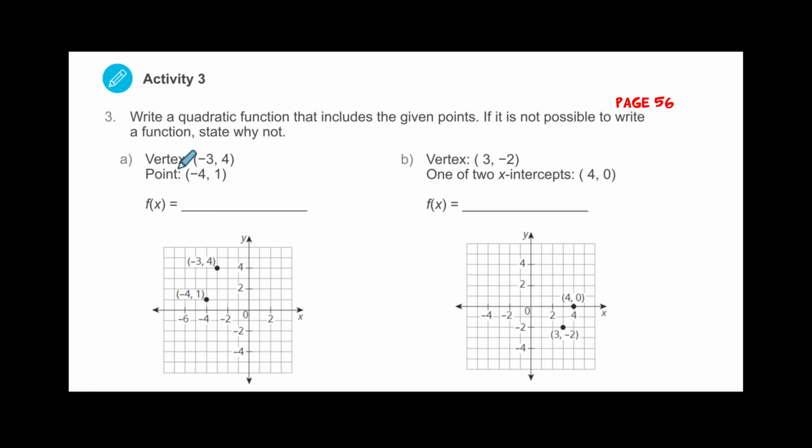The first one here says the vertex is negative 3, 4, right? Okay, well, if the vertex is negative 3, 4, that is either the high point or the low point. We're not sure which one it is until we look at the other point. When we look at the other point, we know it's down here. Therefore, we know that this function goes down this way.